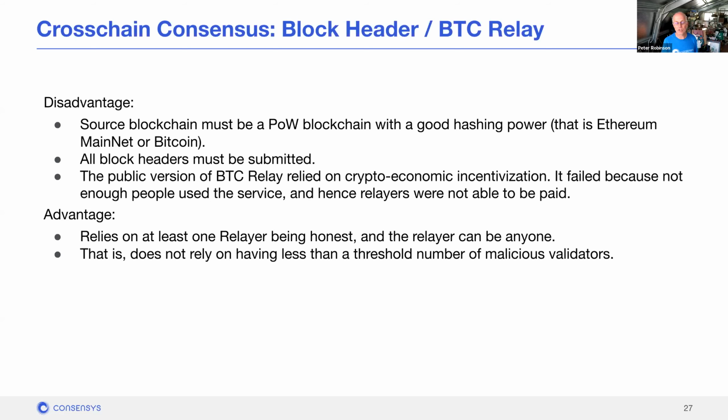But the advantage is that it only relies on one relayer being honest. With the other methodologies, where you're doing threshold signing, you're relying on less than a threshold number of signers being dishonest. So that's a real advantage. And you're not actually relying on people signing. It's just based on the source blockchain's strength, if you will.